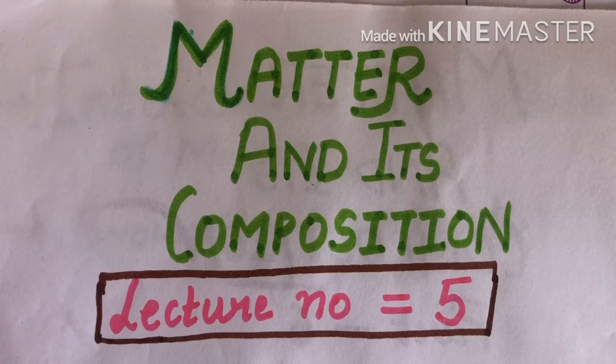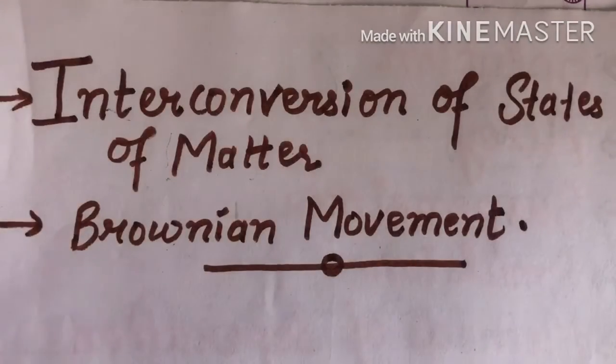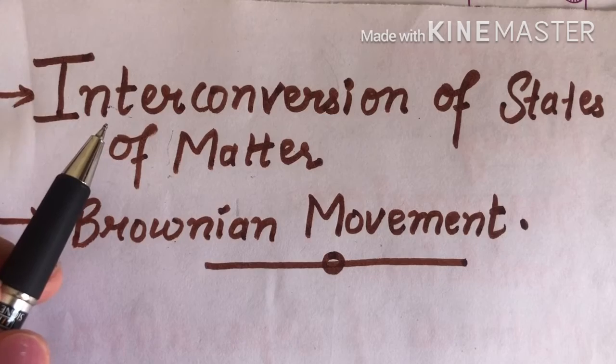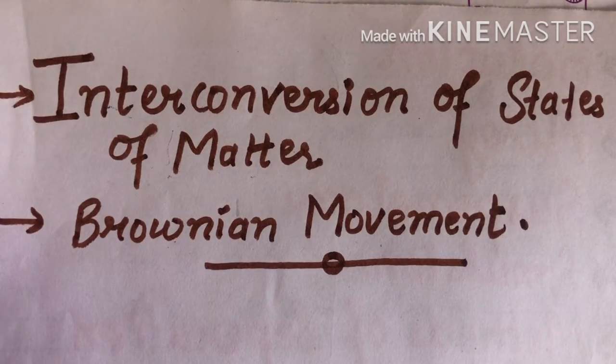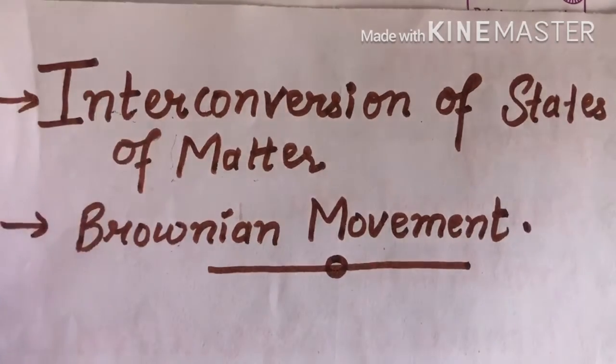So today is our fifth lecture, on matter and its composition, and today we will discuss the interconversion of states of matter and Brownian movement. Firstly, we will start with the interconversion of states of matter.